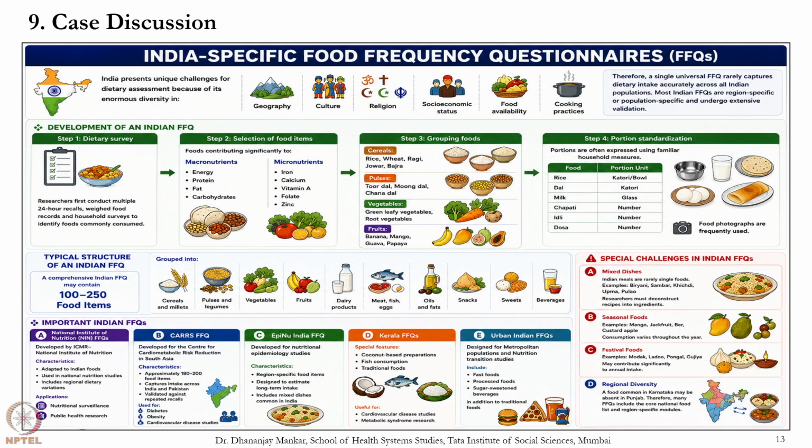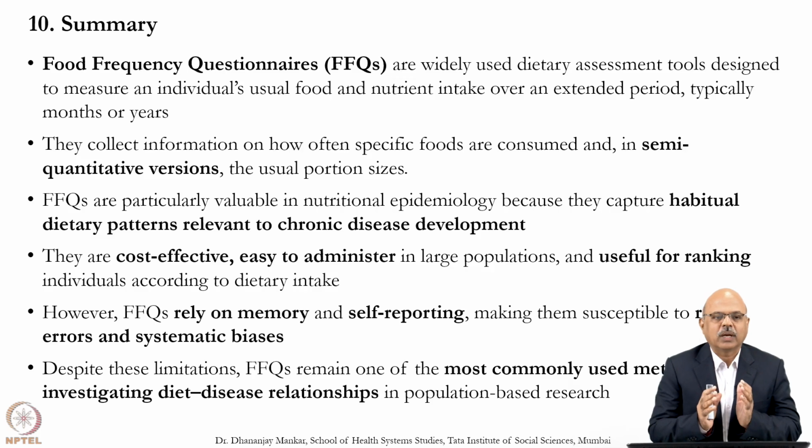The special challenges of FFQs in India are particularly mixed dishes, which give variations; seasonal foods, which are clubbed with a lot of consumption; and festive foods, which give a lot of variation in terms of annual intake and contribution. Regional diversity is a complexity, and it has been seen in many places, from southern states to northern states. Therefore, in many FFQs in India, the core nutritional food list and the region-specific lists are modulated. So with this, we come to an end of this chapter.